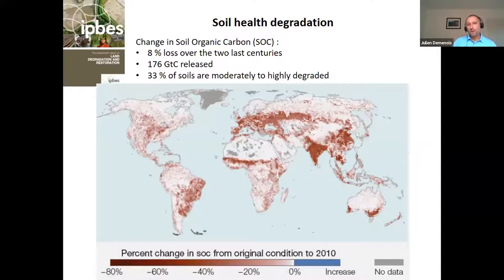Concerning soil health degradation, a kind of proxy of soil health is the content of soil organic carbon. As Louis said just before, there have been many assessments, and especially in this report of the IPBES, they assess that during the last two centuries, about 8% of the soil organic carbon stocks were lost. On this map, these are all the areas which appear in brown or red. This is a comparison between the situation two centuries ago and the situation in 2010. In terms of GHG emissions, this is the equivalent of 176 gigatons of carbon released into the atmosphere during those two centuries. And according to the experts of the IPBES, about one third of soils globally are moderately to highly degraded.